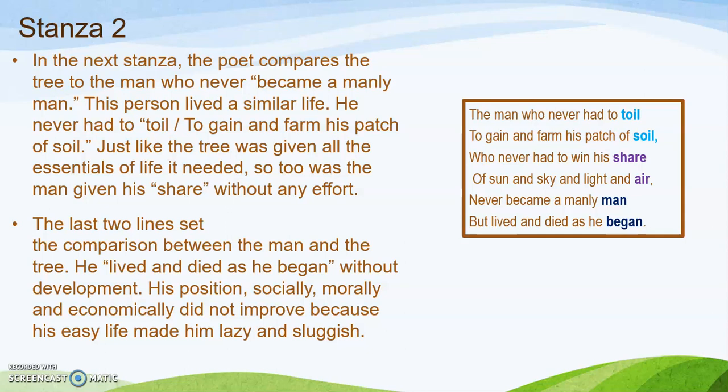The last two lines set the comparison between the man and the tree. He lived and died as he began. So you can go to the first stanza and look at the last line, that the tree is going to be a scrubby thing. So similarly, this man who had a luxurious life is going to live and die as he began, without development. His position socially, morally, and economically did not improve because his easy life made him lazy and sluggish.